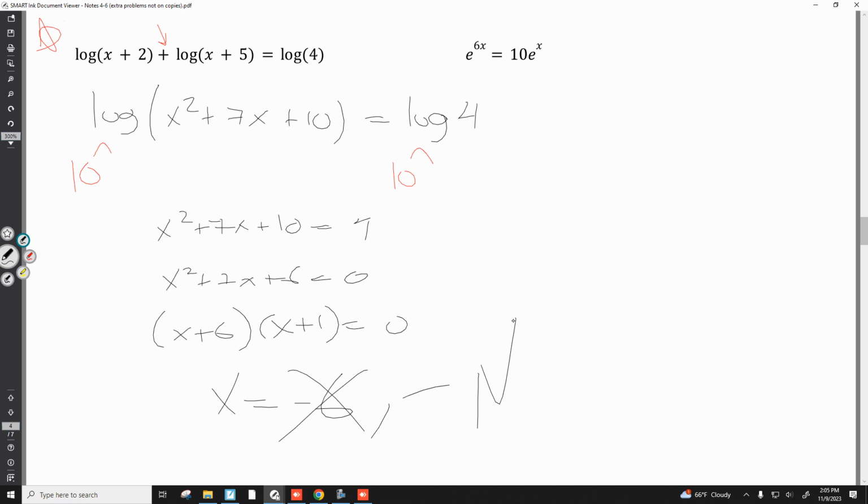What you'll find is you've got to remember your log properties. Don't think that the equations are easier than they really are.